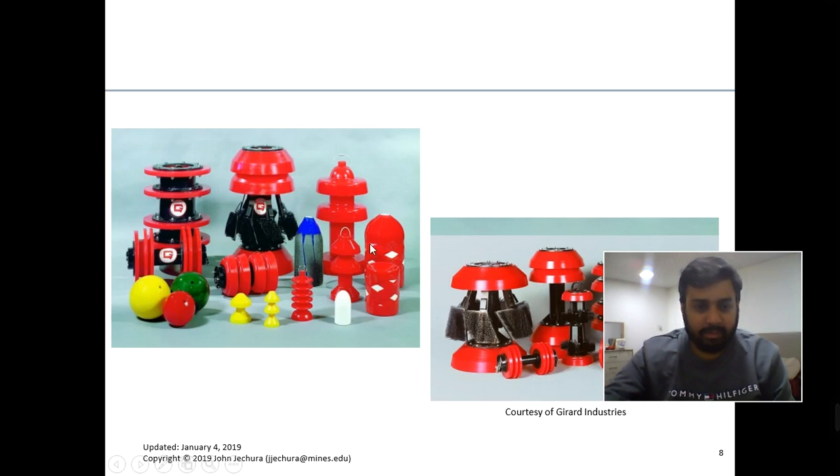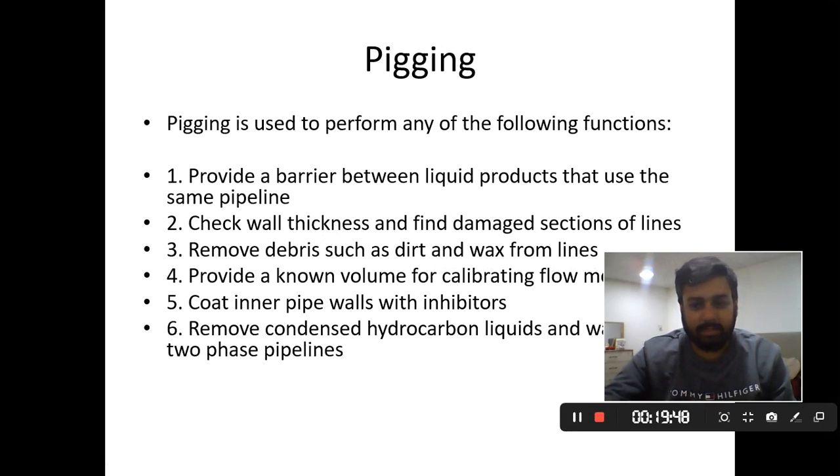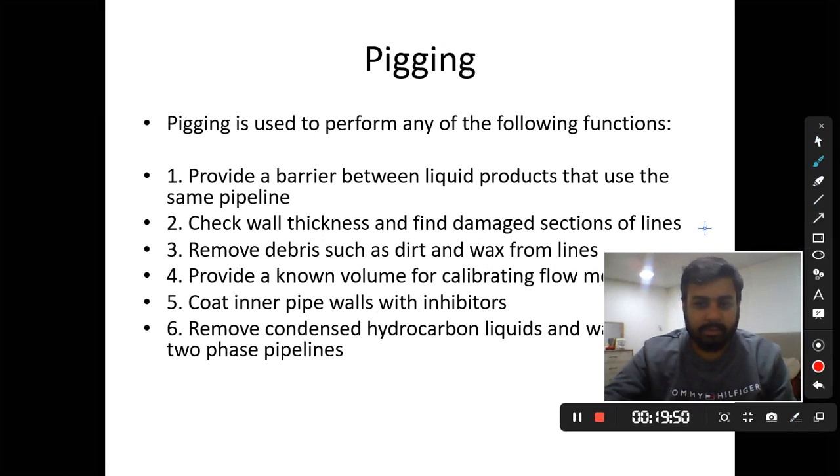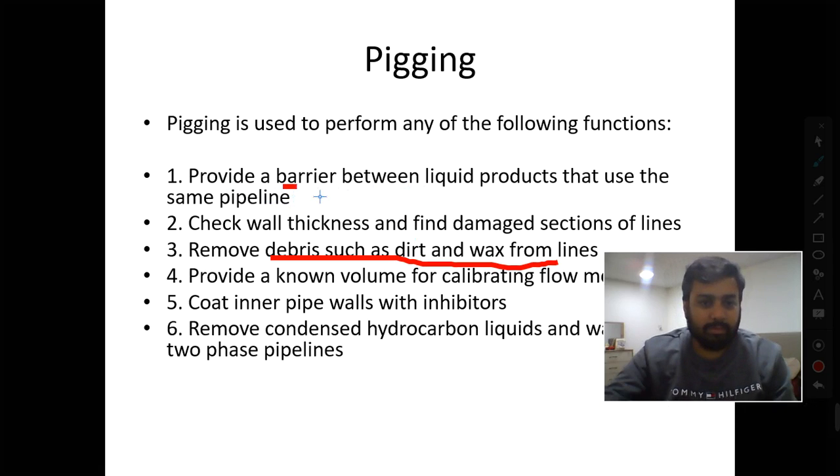So these are the rubber materials, look at them. They go through inside the pipe, and the purpose is to clean first of all, remove debris like dirt, wax and solids. This is the main objective there, such as dirt, wax, lines, or if you are sending two different products, it provides a barrier between these two products.